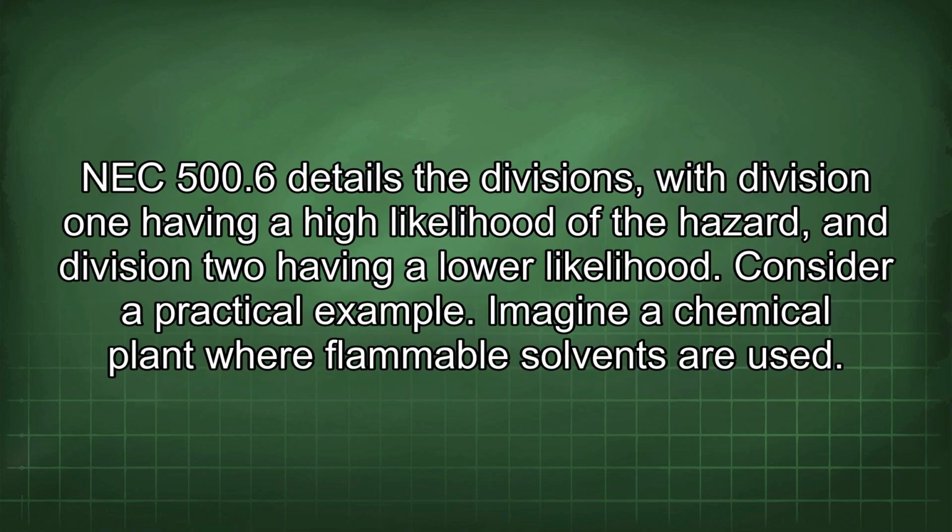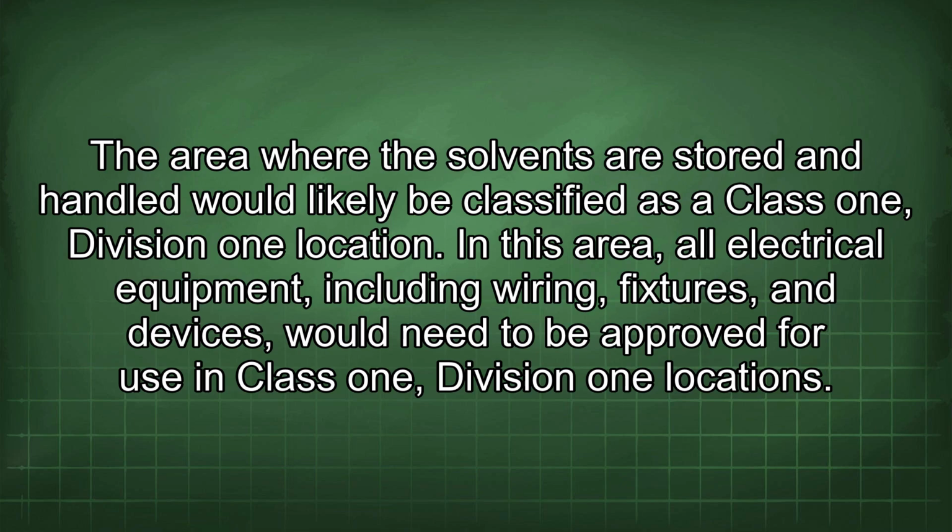NEC 500.6 details the divisions, with Division 1 having a high likelihood of the hazard and Division 2 having a lower likelihood. Consider a practical example. Imagine a chemical plant where flammable solvents are used. The area where the solvents are stored and handled would likely be classified as a Class 1, Division 1 location.